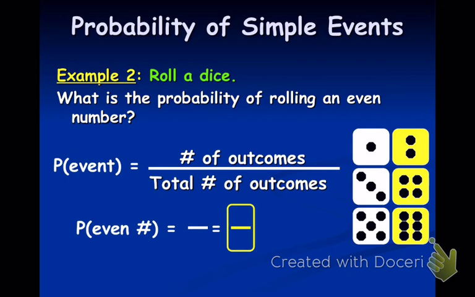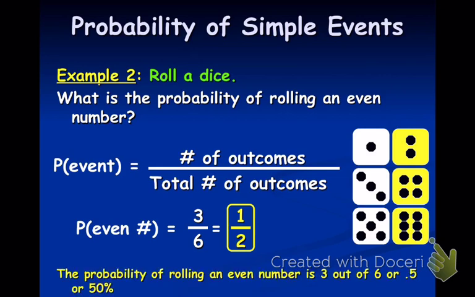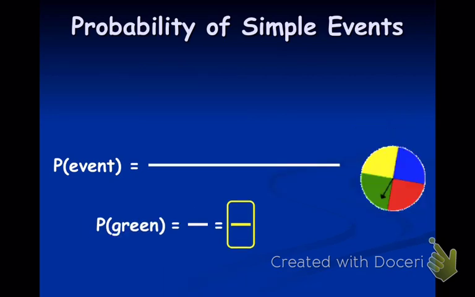So we would have 3 out of 6, which reduces down to 1/2. So again, you should be writing down the P of even number equals 3 over 6, which reduces to 1/2. So again, the probability of rolling an even number is 3 out of 6, or 50%, or 0.5. But we'll be leaving everything as fractions. All right, let's look at the next one.